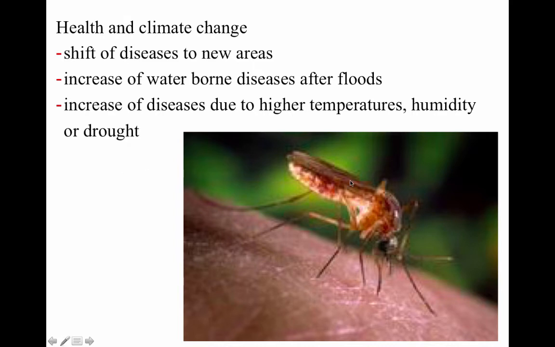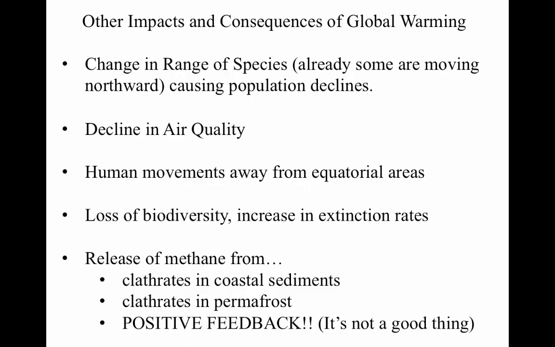You see the mosquito here. When you have more flooding, you're going to wind up with a larger mosquito population, and of course the diseases they carry: malaria, West Nile virus, and several other mosquito-borne diseases. And with higher temperatures and humidity or drought, you're going to see more of these types of diseases.